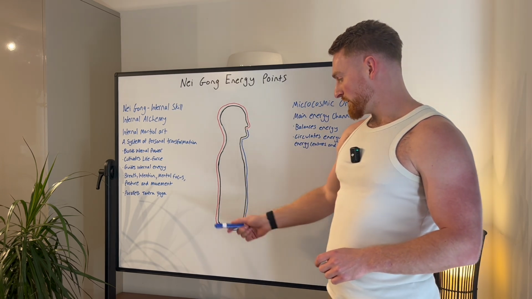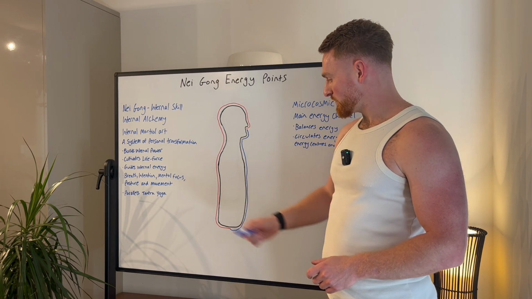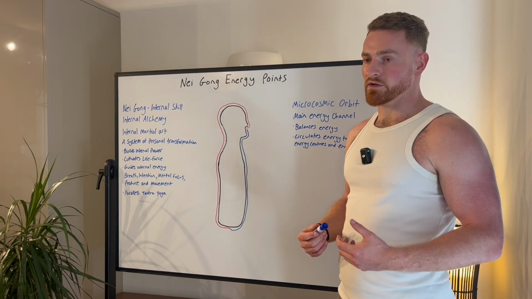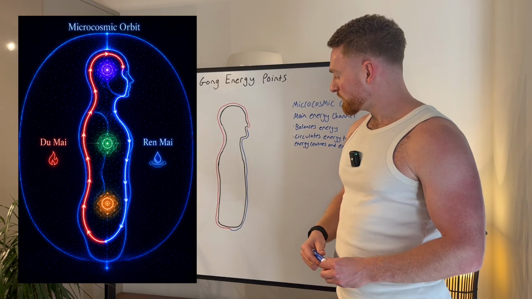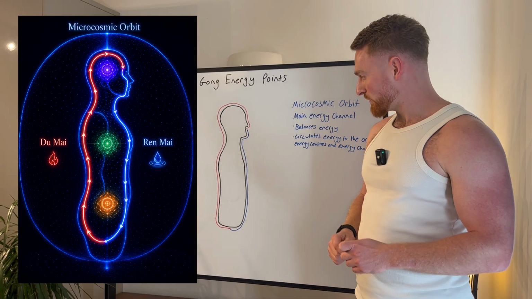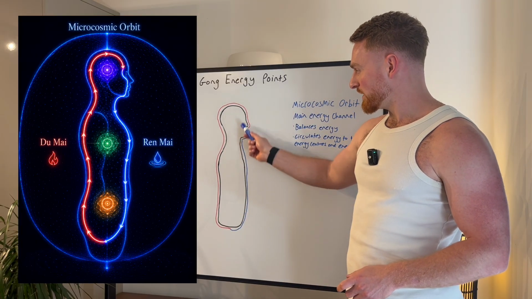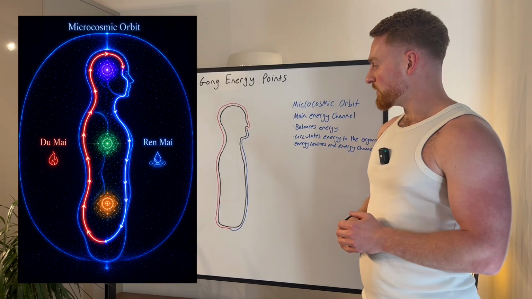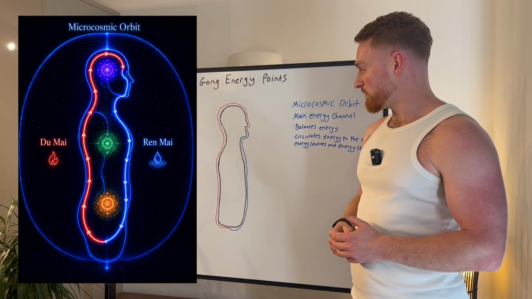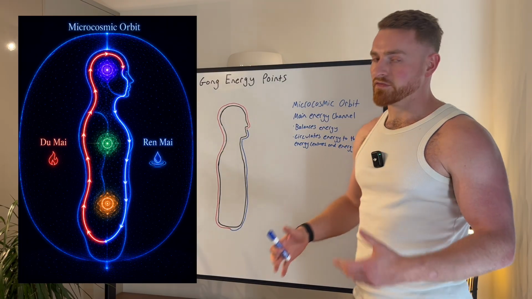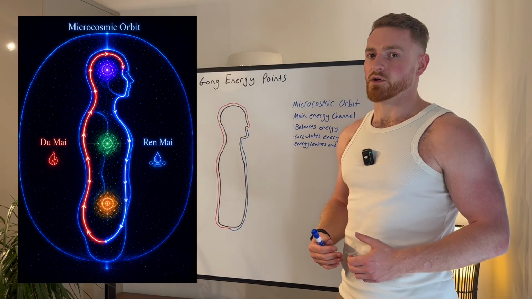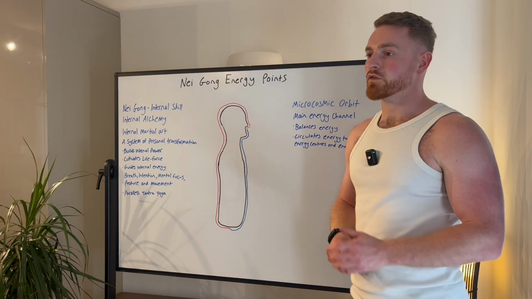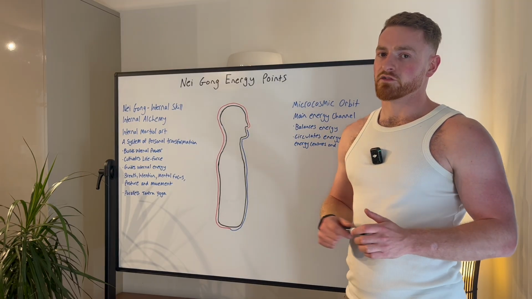Now, on this diagram, I've drawn it a little bit outside of the body. In my own personal experience, the way I feel it is more inside the body. But for the sake of this diagram, I've drawn it on the outside just so we can focus on the different energy points that I'm going to draw in. But when you're working with this microcosmic orbit and you're doing certain practices, I tend to perceive the energy as being about an inch inside of the body. So it's an internal process. So we're going to look at some of the main energy points now.